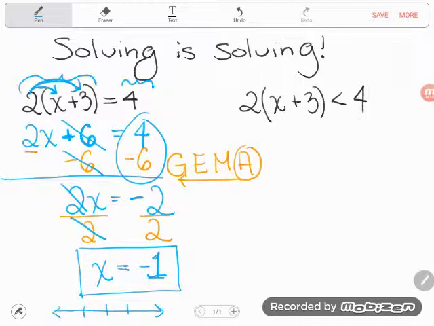The answer negative 1 is the only possibility, and I'm just showing you my answer on a number line so you can see what that would look like. Just a dot on negative 1. Negative 1 is the only answer.